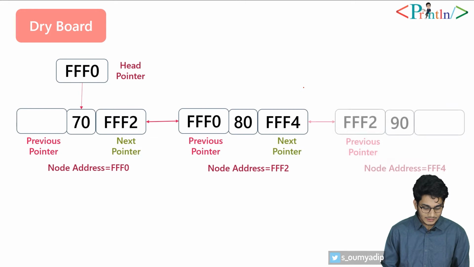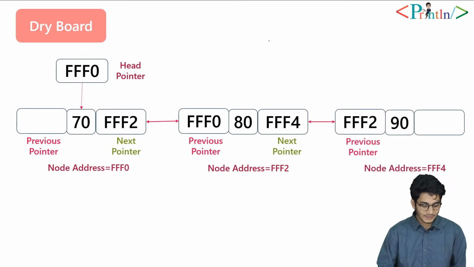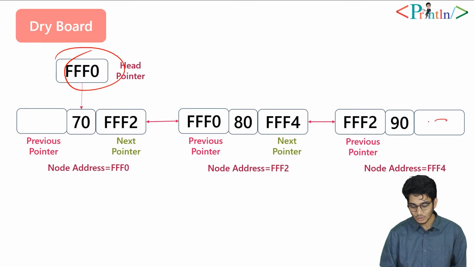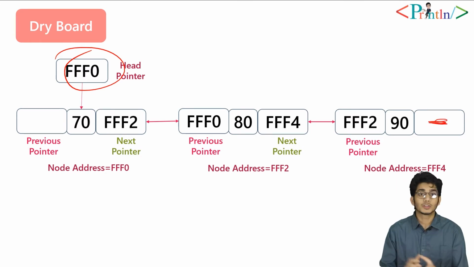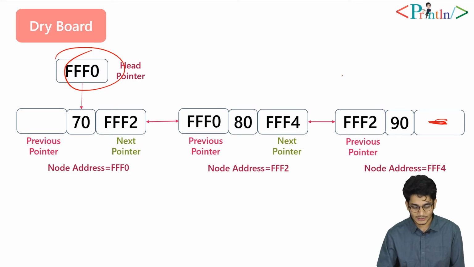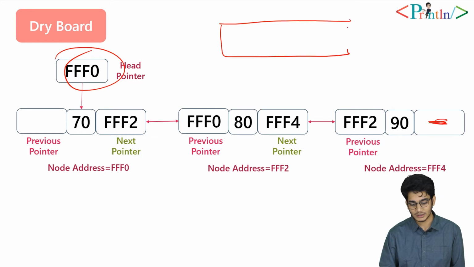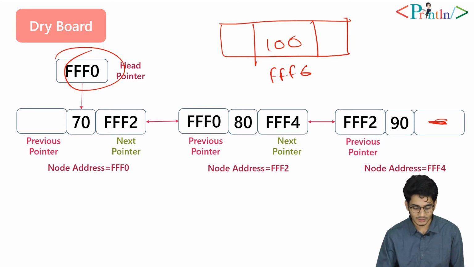So let's look at the dry run. As you can see, at first we have a head pointer. We have to add a value over here. What will be the condition? At first we have to allocate a memory. Let's say that we have allocated a memory that is called temp, and it has some value that is 100, and it has some address, let's say fff6 or something.